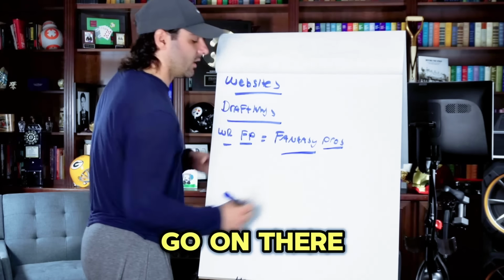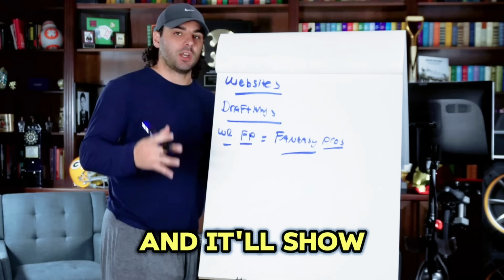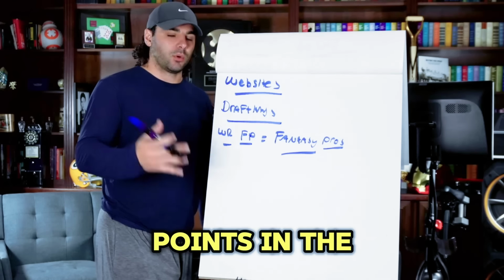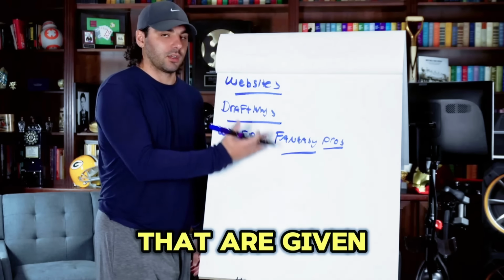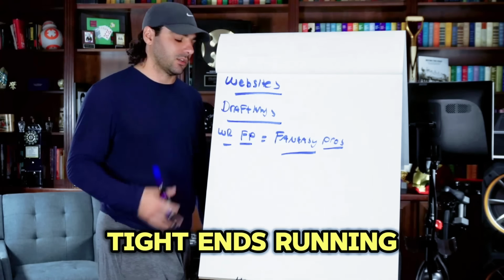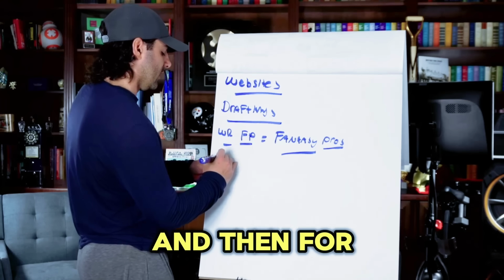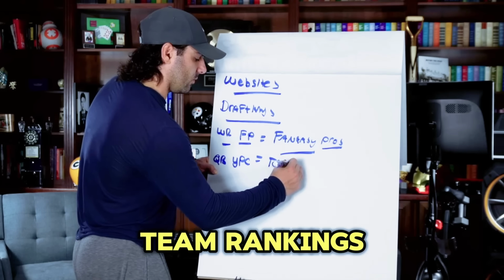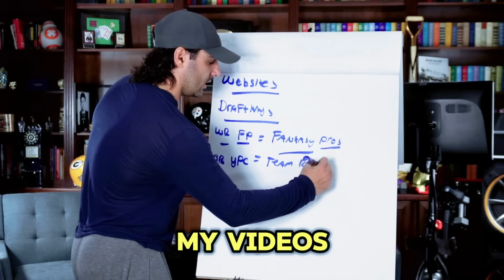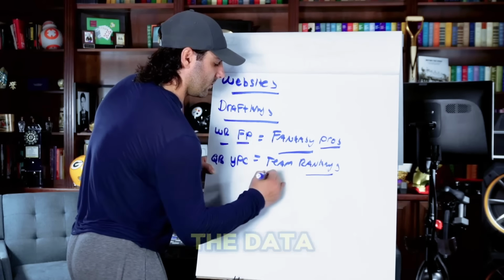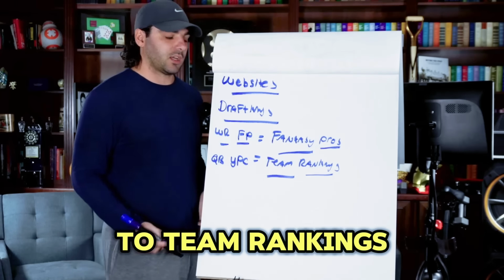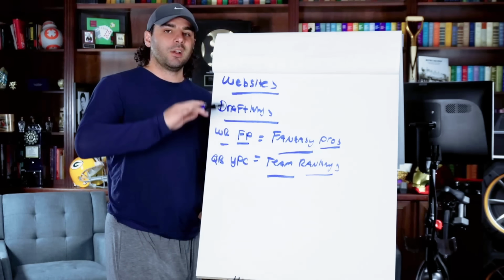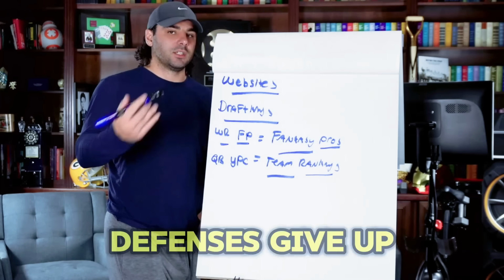Okay, once you go on there, you can go defense versus position, and it'll show you the allowed points in the fantasy world that are given up to receivers, quarterbacks, tight ends, running backs, all that stuff. And then for QB, for the yards per completion, you'll look at Team Rankings, which if you watch some of my videos, you guys know we use this a lot for the data. Okay, you go to Team Rankings, and they'll show you on there the yards per completion that the defenses give up.